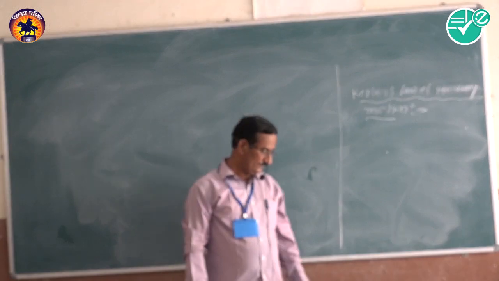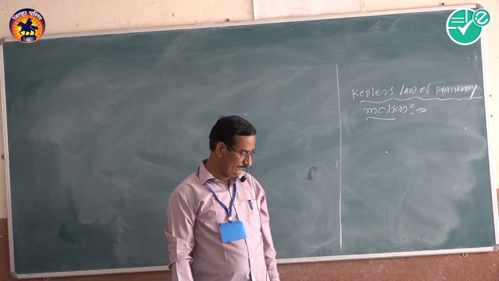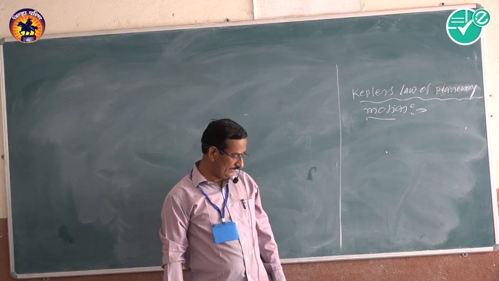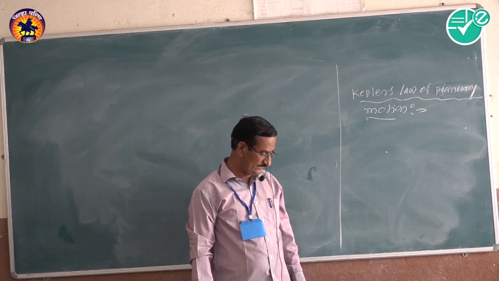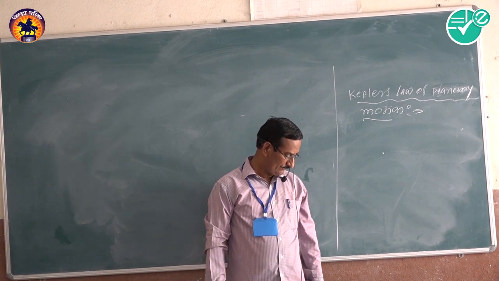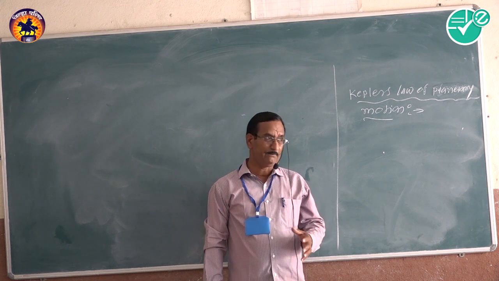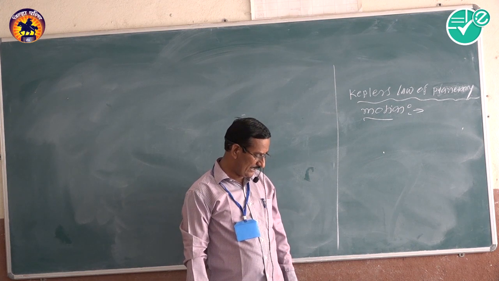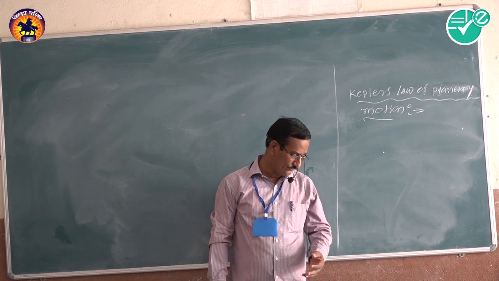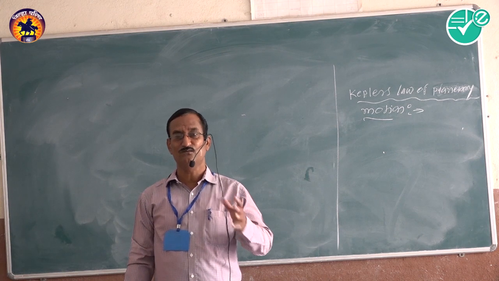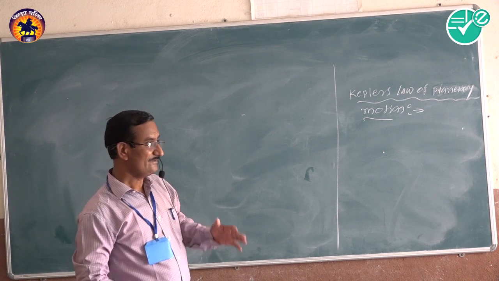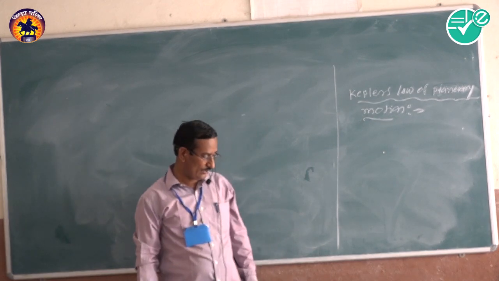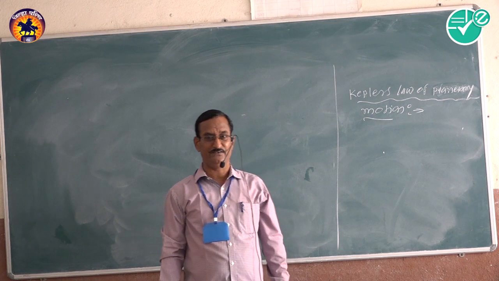Kepler's first law or law of elliptical orbits states that each and every planet revolves in an elliptical orbit. Every planet revolves in an elliptical orbit around the sun, with the sun situated at one of the foci. That is the statement of Kepler's first law or law of elliptical orbits.